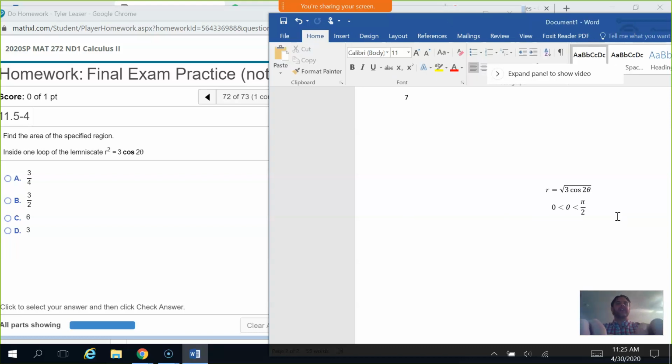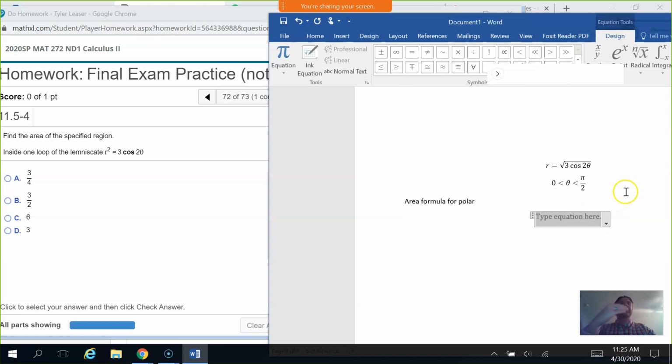So after that, you do need to find the area formula for polar. And there is a formula to it. Do not just integrate over this, because you're going to get the wrong answer. In polar form, it's the integral of 1/2 r squared d theta.